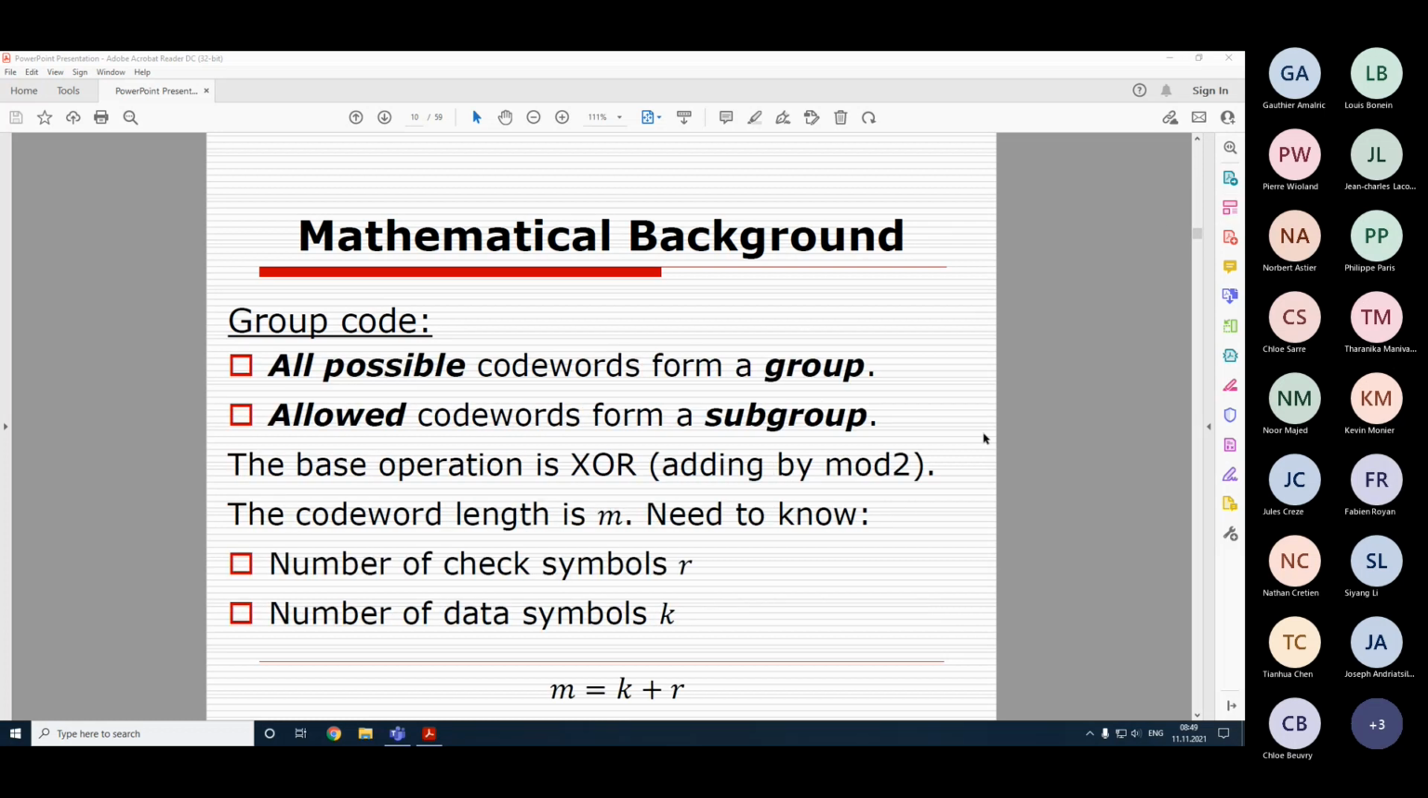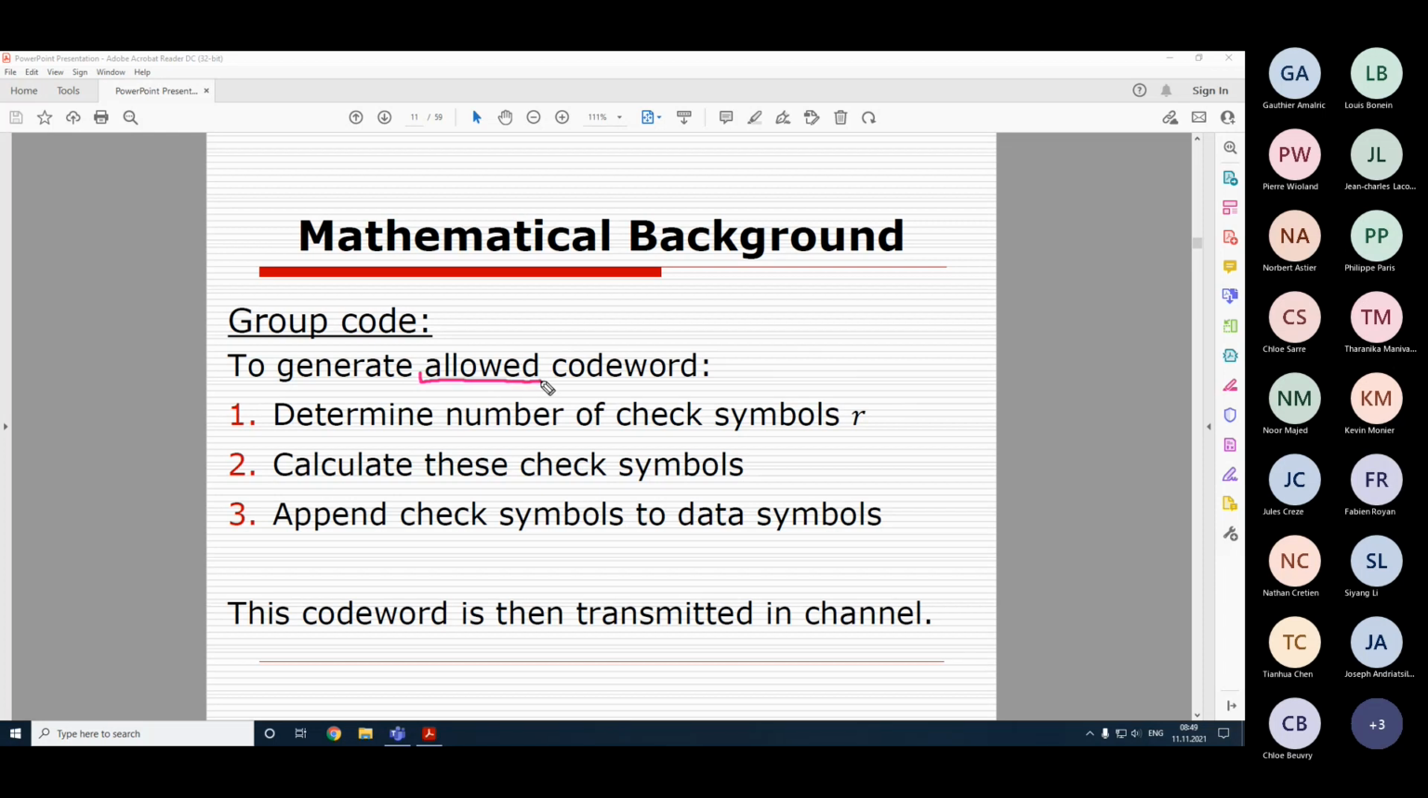So the allowed code word is generated from information. The idea is that you have some information to be sent, and you are using this information to determine control symbols, which you are later adding at the end or in some other positions, not necessarily at the end of the information block. So what do we need to know to be able to calculate these control symbols from these information symbols? First of all, we need to know how many control symbols we need to be able to correct a specific number of errors.